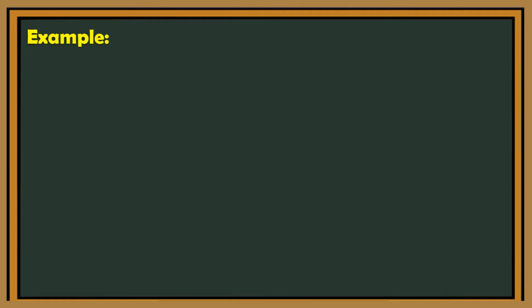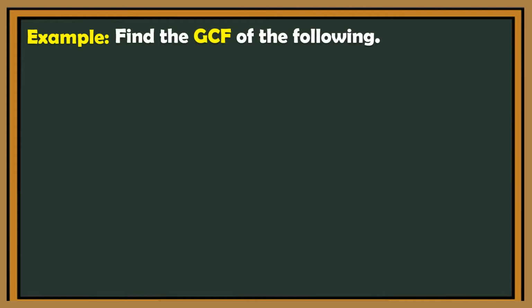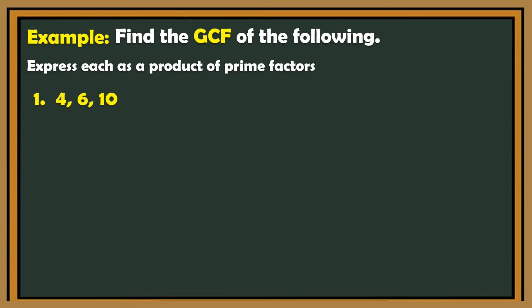For example, find the greatest common factor, or the GCF, of the following. Express each as a product of prime factors. Number 1: 4, 6, 10. Let us write the prime factors of 4: 2 times 2. How about 6? 2 times 3. How about 10? 2 times 5.